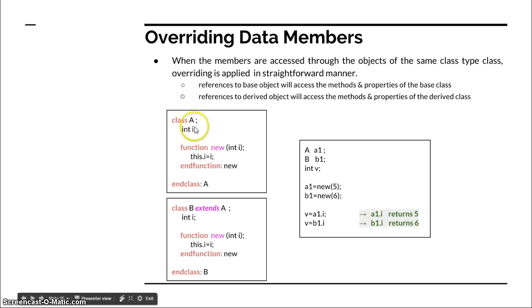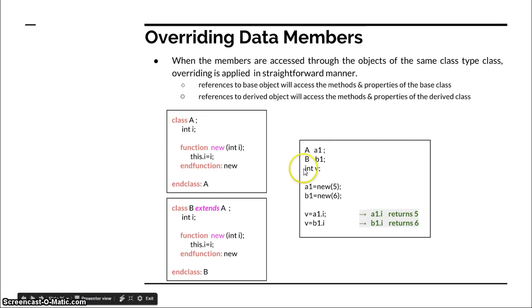So here the data member i of the base class A is overridden in the child class B. And again with the new function we'll be passing the value of i, and we'll be assigning this.i is equal to i. So this is the meaning of overriding data members. It's a property of base and child classes having data members with the same name. In this case the name is i.